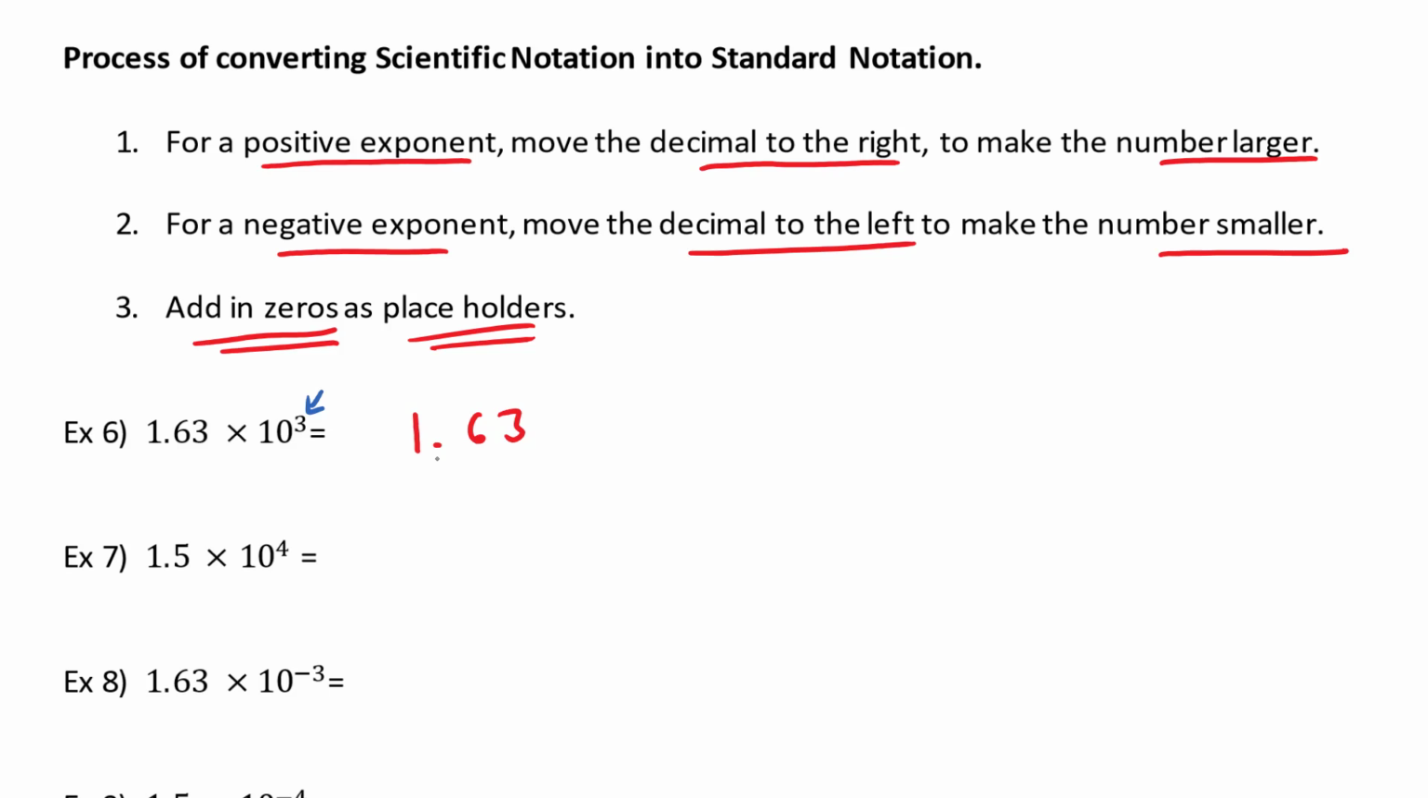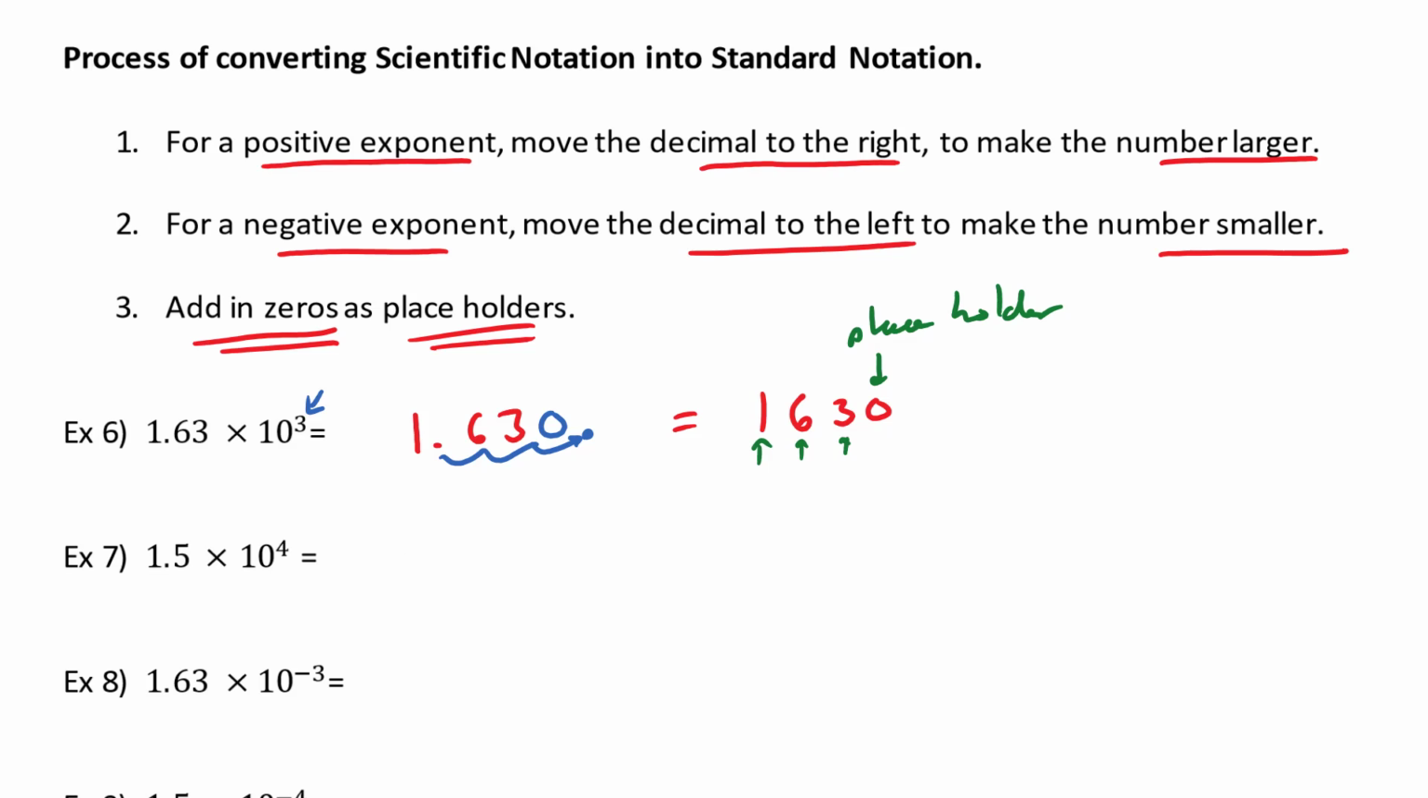So we have to move the decimal over 1, 2, 3 places. We put a 0 in as a placeholder, so in the end, this value is 1,630. This 0 here is a placeholder. It is not significant. It is there to indicate that this is in the tens, hundreds, and thousands column.